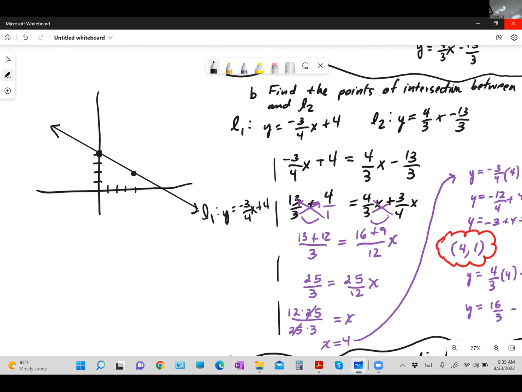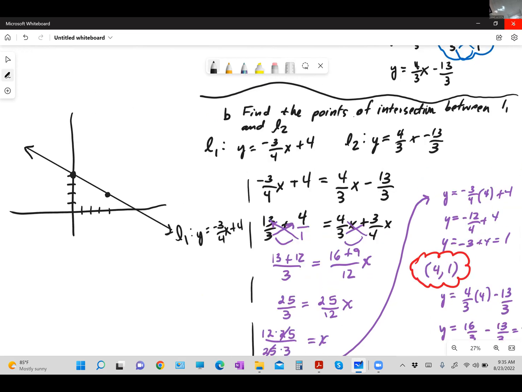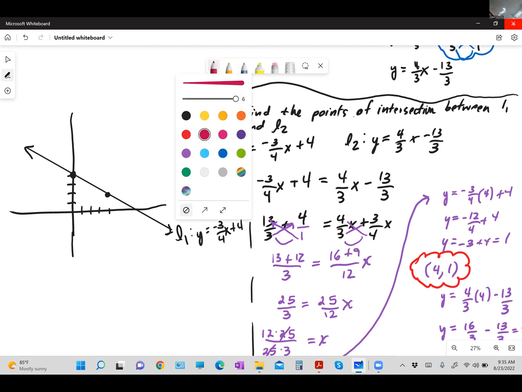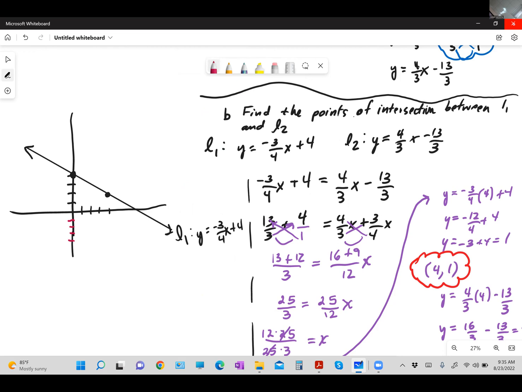Now, line 2 is the other one next to it. It's 4/3 x minus 13 over 3. Now, 13 over 3 is like negative 4 and 1/3. Agreed? So if I had to graph that one, I'm gonna use a different color for it just because I can. So 1, 2, 3, 4, 5. So negative 4 and 1/3 is the y-intercept. It's like here, right?